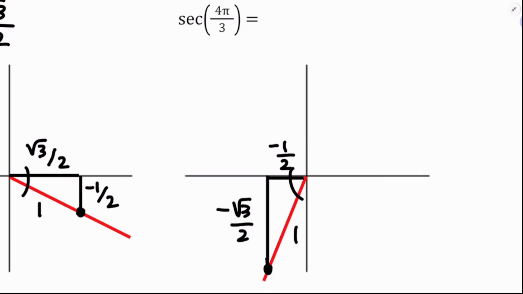And secant is 1 over cosine. Okay, so cosine of 4 pi over 3. That's going to equal adjacent over hypotenuse, negative 1/2. So as a result, secant of 4 pi over 3 will be negative 2 over 1.